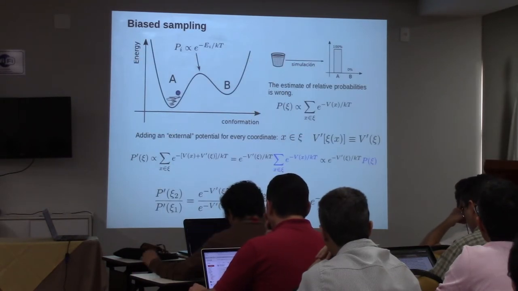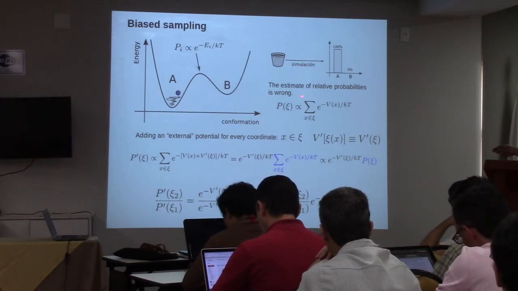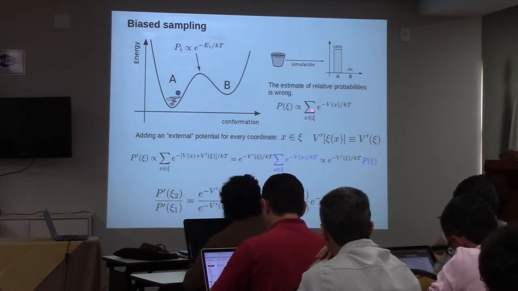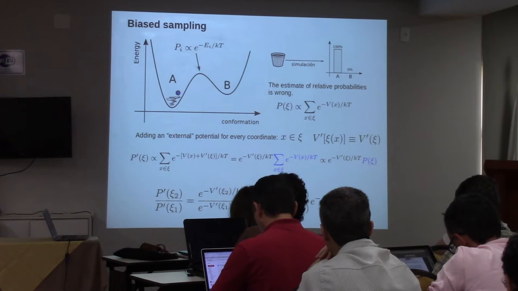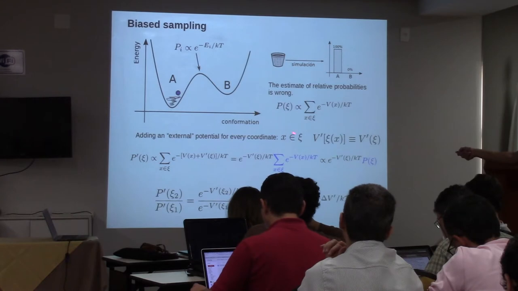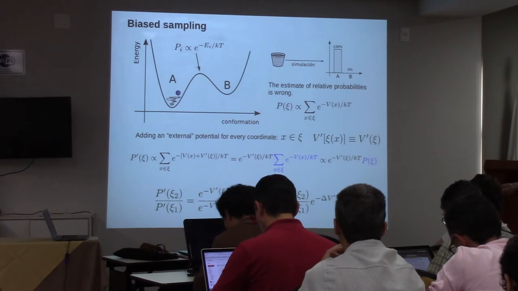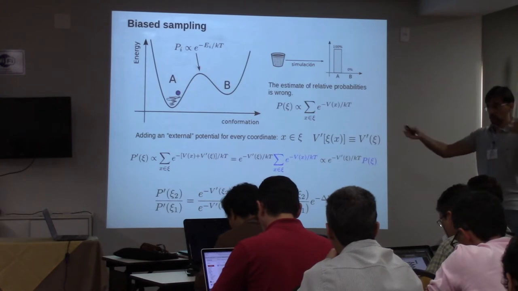Okay, so here we have our simulation. The original probability of our given reaction coordinate is proportional to the sum over all configurations which belong to this reaction coordinate of the exponential of the potential energy. And now we add to our simulation an external potential for every reaction coordinate. Now the potential is perturbed. We changed the potential in which the simulation will be performed.